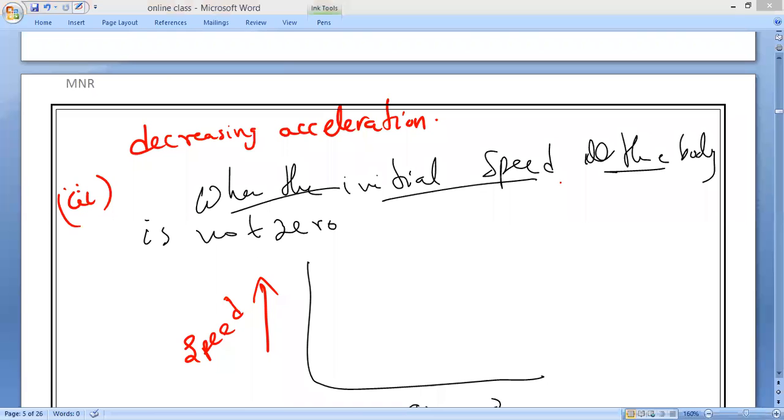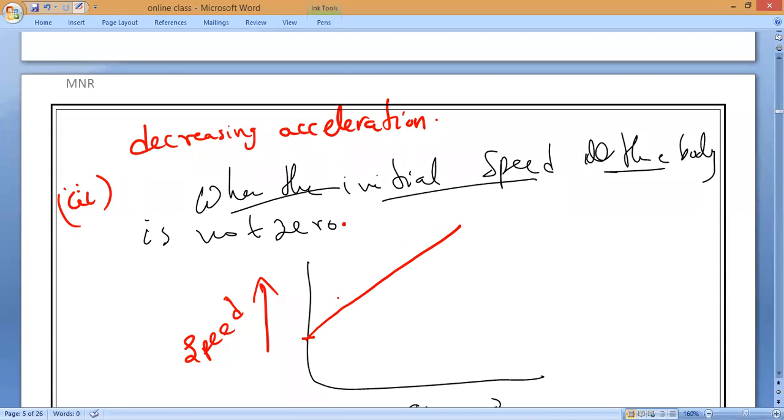What is our statement, guys? When the initial speed of the body is not zero, is it okay? Now you tell me, when the initial speed of the body is not zero, the graph will start from somewhere. Yes or no? From there, the body will move with uniform acceleration.